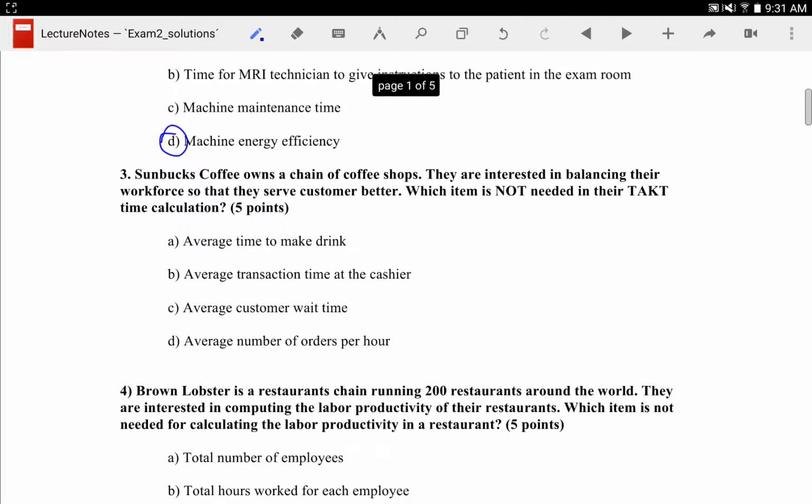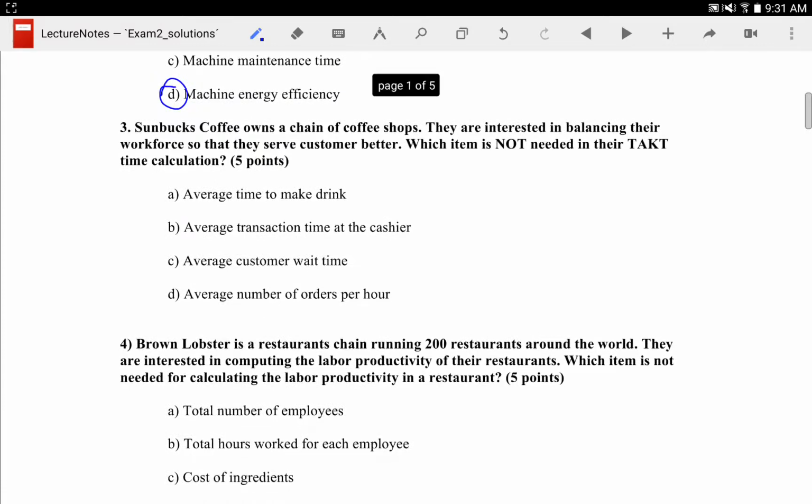So Sunbucks Coffee owns a chain of coffee shops. They are interested in balancing their workforce so that they serve the customer better. Which item is not needed for takt time calculation? Well, customer wait time is not needed for the takt time calculation. Takt time is just the ratio of how much time you have available versus how much product you have to make in that time.